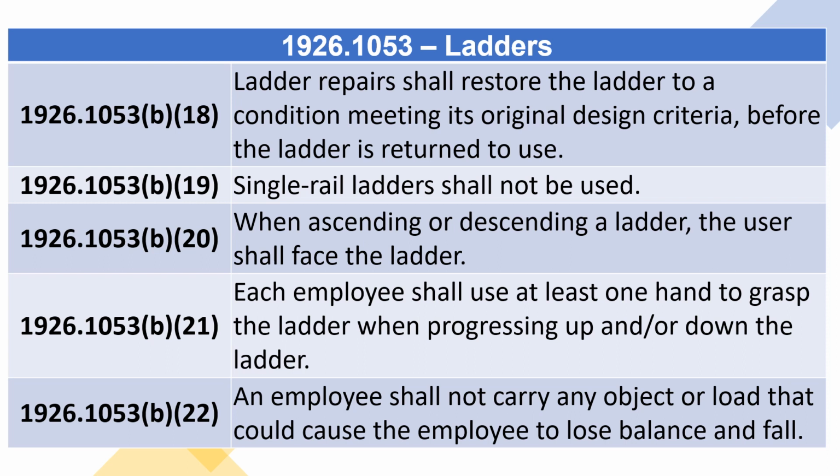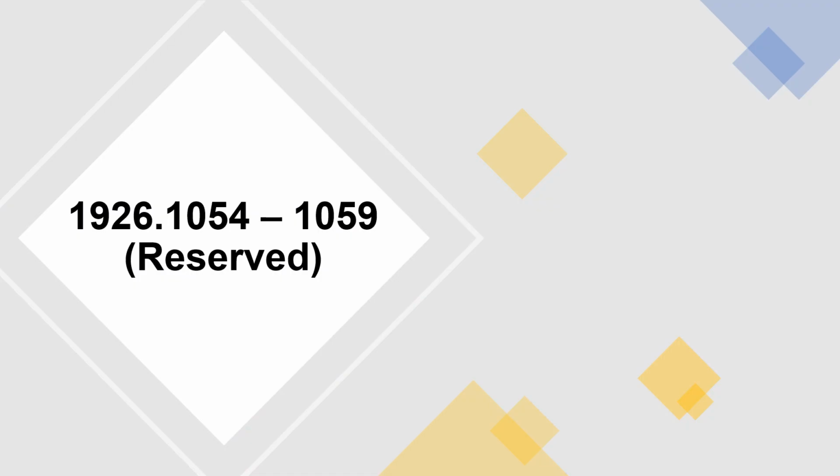1926.1053(b)(21). Each employee shall use at least one hand to grasp the ladder when progressing up and down the ladder. 1926.1053(b)(22). An employee shall not carry any object or load that could cause the employee to lose balance and fall. 1926.1054 to 1059, reserved.